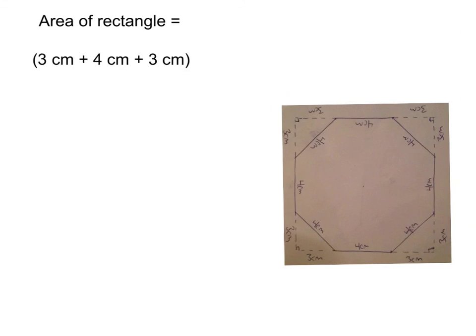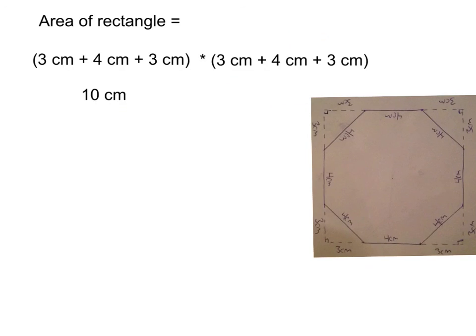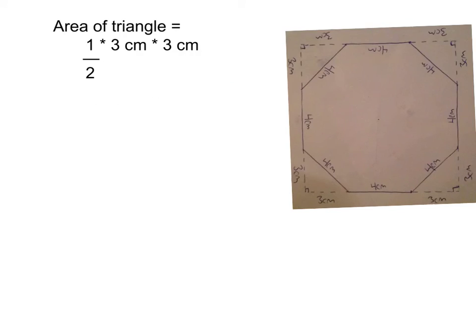We're going to evaluate what's inside our first parentheses. That's 10 centimeters. We'll evaluate what's inside our next set of parentheses. That's also 10 centimeters. So we'll multiply those two values together to get 100 centimeters squared, and that's the area of the whole rectangle. Next, we'll calculate the area of just one of the triangles.